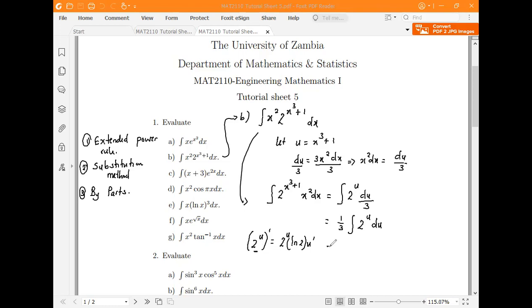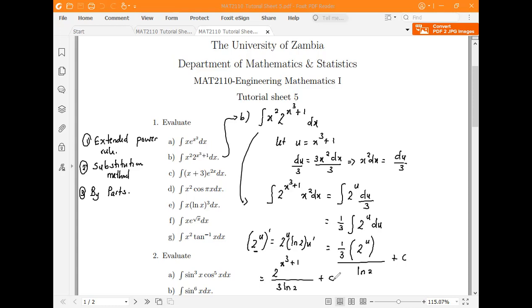So this means that in the integral, it will be 1 over 3 times 2 to the power u. The u prime is right there, so we need to divide by ln 2, and then plus c. Now we can write this as 2 to the power u, which is x cubed plus 1, divided by 3 ln 2, plus c.